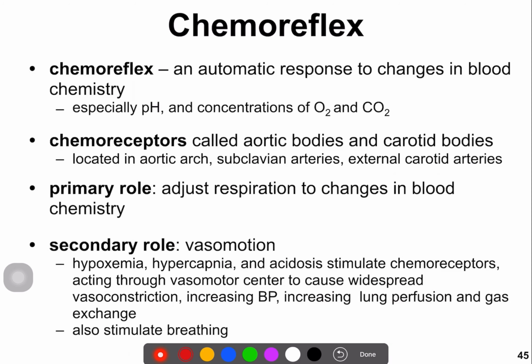We're not going to spend much time here because we looked at chemoreceptors before. And of course, we already know that they look at especially pH, O2, CO2. And we've already looked at where they're located. And we've already discussed in class that their primary role is to adjust respiration. Now, they do have a secondary role in terms of vasomotion.